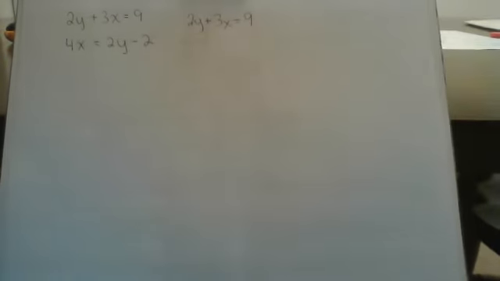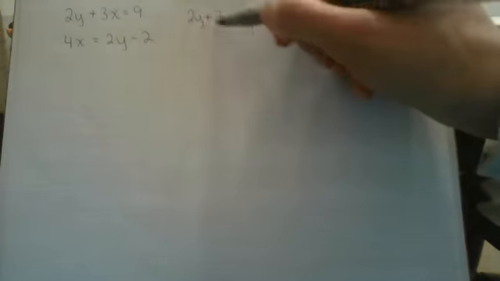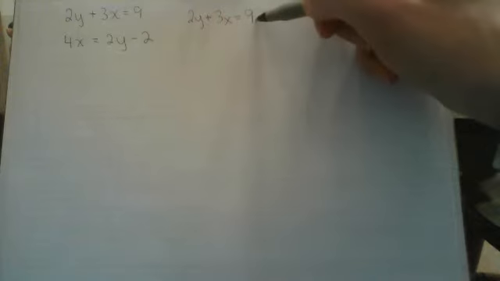The top equation has my two variable terms on one side of the equal sign and a constant on the other. So I'm just going to copy that one over. 2y plus 3x equals 9. However, it's the bottom equation that I'm going to rewrite. I want to get to the form where I have y, then x, equals, and then the constant.